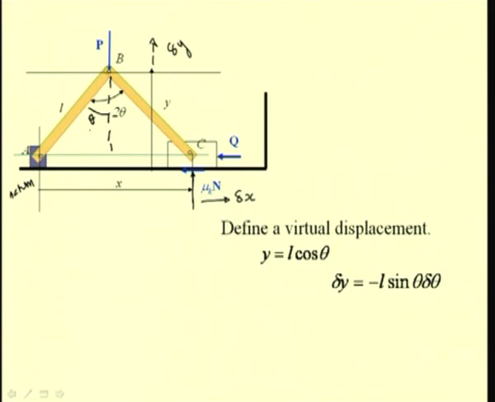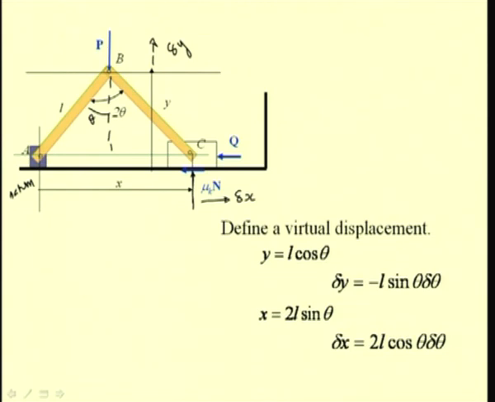or this negative sign can be physically correlated: when this link expands or this theta increases, this point P comes down. So the virtual displacement delta y is in the negative direction, that is what this negative sign tells. So, we can verify both from the mathematical differentiation as well as the physical correlation the relevance of this negative sign.